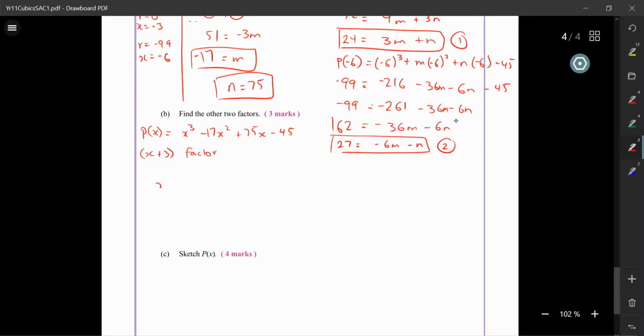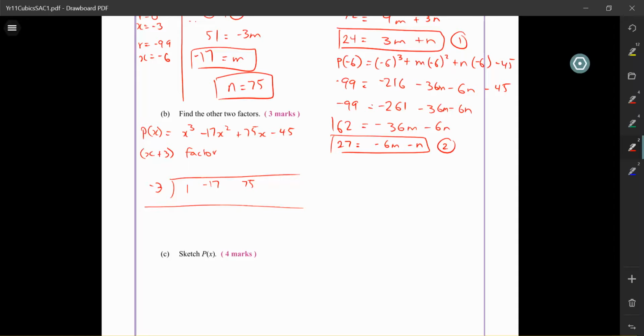Let's test this. Okay, so negative 3, I'm doing synthetic division. So here we go. We've got 1, negative 17, 75, and the other one's minus 45. So let's see if this gives you 0. 1, negative 3, this is minus 20. Positive 60, and this is 15. No, not 15.